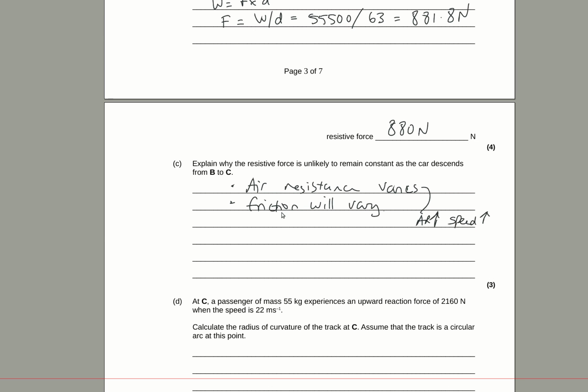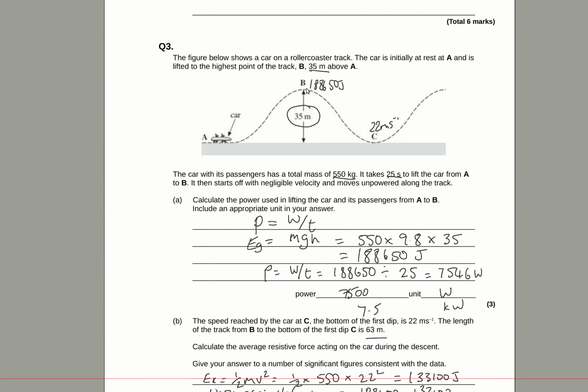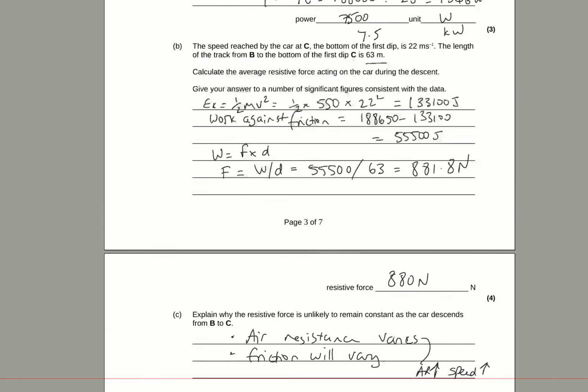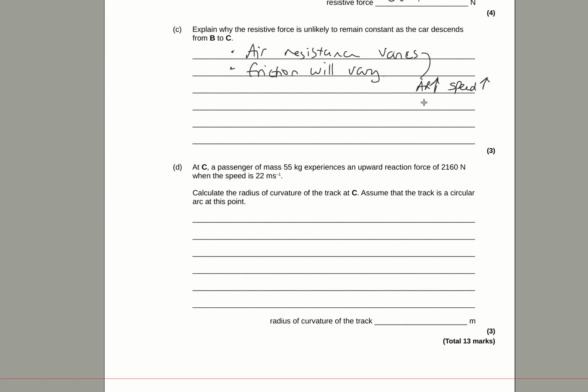But friction will vary because of changing angles. Friction depends on the normal reaction. So here the normal reaction will be this way and be larger because it was balancing a bigger component of the weight, whereas here the normal reaction will be in this direction, and so there'll be less of the component of the weight acting in that direction. So the normal reaction gets less, so friction gets less. So air resistance varies because air resistance increases as speed increases. Friction will vary because the angle of the track's varying, so the normal reaction will vary. That's a harder one to get the mark for, but you only need to mention one to get the mark.